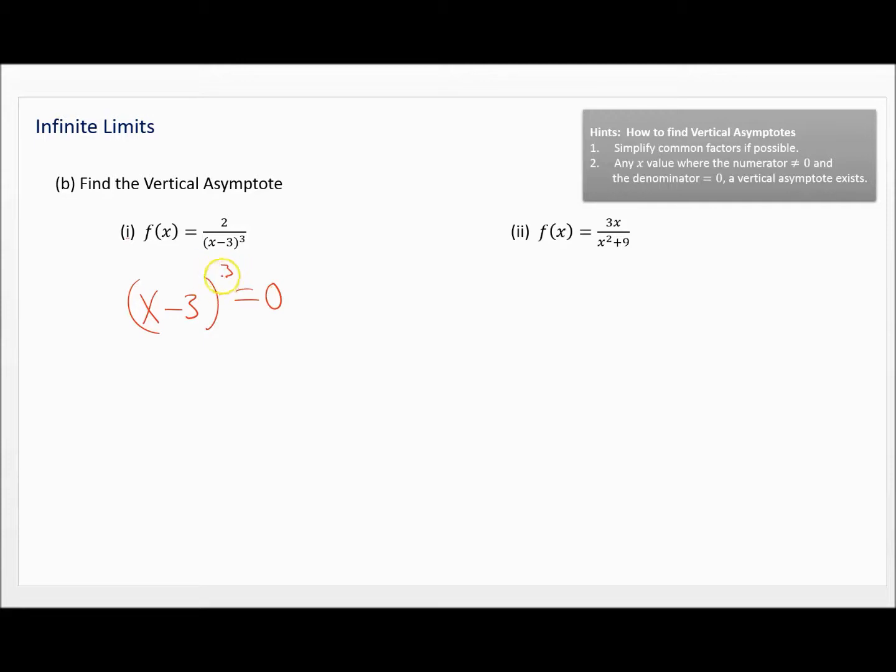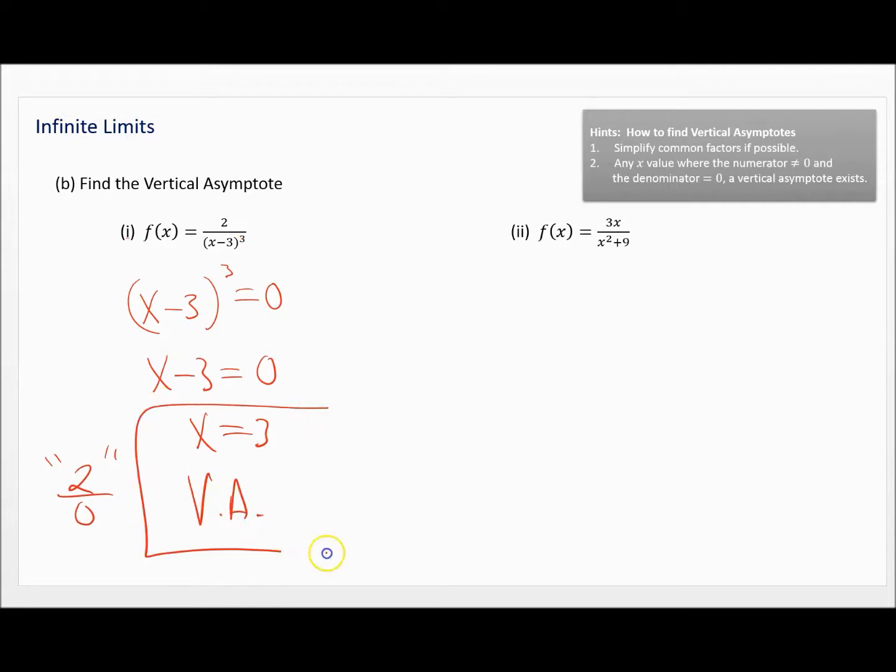Now, to get rid of that third, we can just take the cube root of both sides, so essentially that gives us this. Or you could write it out 3 times. So x is equal to 3. Now, if I substitute 3 into the numerator, there's nowhere to substitute it, right? So that would give us 2 over 0 if I plugged 3 in. Therefore, we have a vertical asymptote at x equals 3. Okay? Seem reasonable? All right, let's try another one.